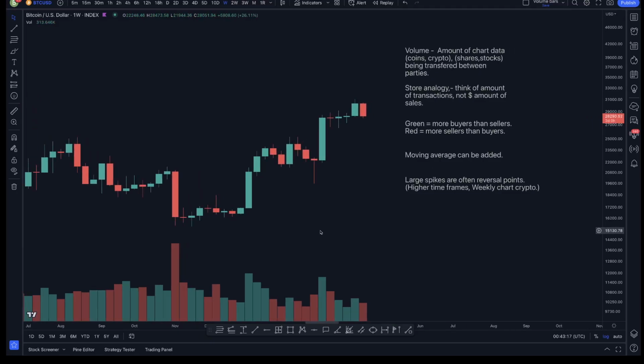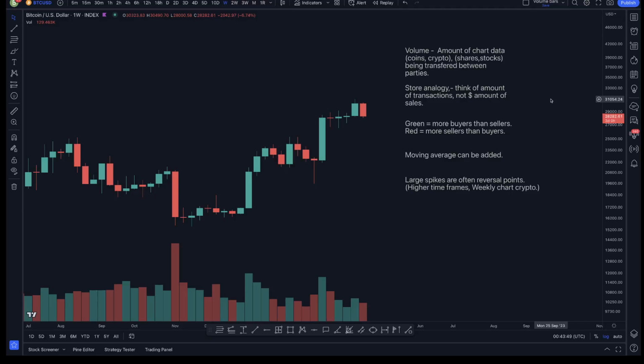So volume, what is it? Essentially it is the chart data being transferred between parties. What does that mean? So if you think of a store, think of the amount of transactions, not the dollar amount of sales, but for example, if the store was really busy and there was a lot of customers and a lot of transactions at the registers and a whole bunch of people buying a lot of things, that is a high volume day.